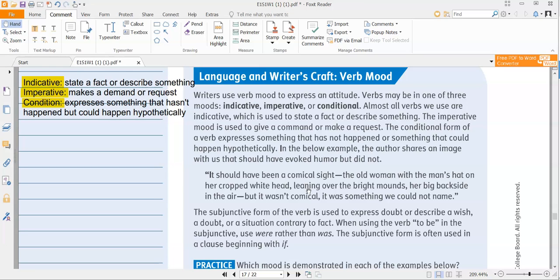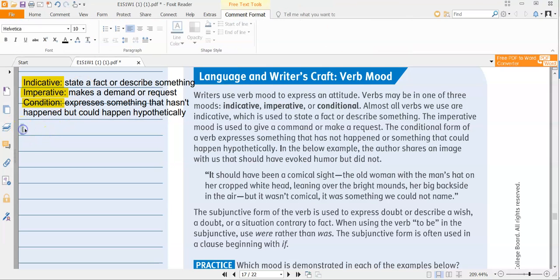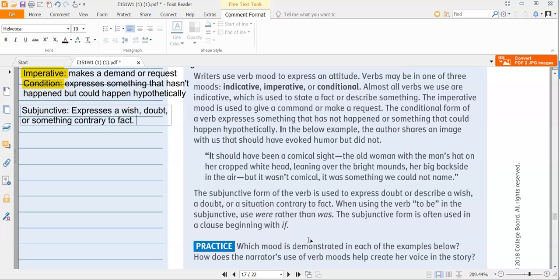So the subjunctive form of the verb is used to express doubt or describe a wish, a doubt, or situation contrary to fact. So I'm going to add that to my notes. Subjunctive expresses a wish, doubt, or something contrary to fact. So when using the verb to be in the subjunctive, use were rather than was. The subjunctive form is often used in a clause beginning with if.